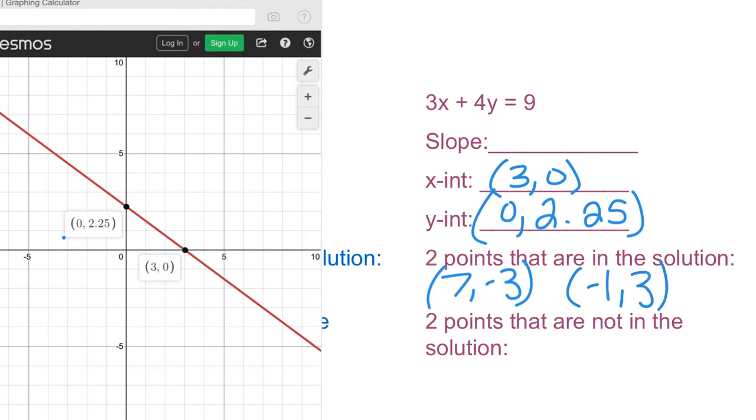And then points that are not are just anything not on the line. So again, I like to check 0, 0. 0, 0 is not on the line. I also like to check 1, 1. 1, 1 is also not on the line. So those could be 2 points that are not in my solution.